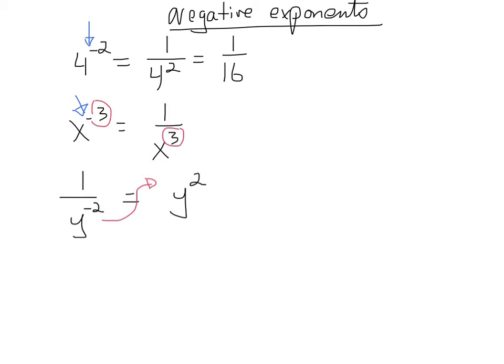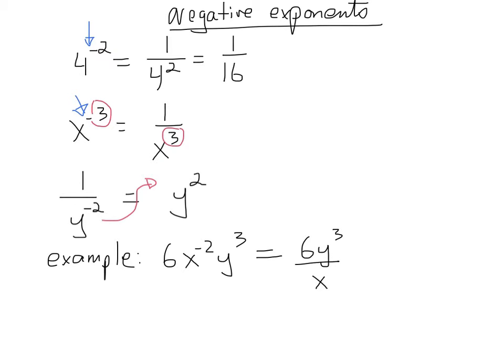Let's go ahead and simplify a couple of expressions. This is an example we're going to do. I have 6 times x to the negative 2 times y cubed. Well, I want to write that expression without any negative exponents. So all that happens is 6y cubed stays in the numerator, x squared goes to the denominator, and we're done. No negative exponents, and it's simplified.